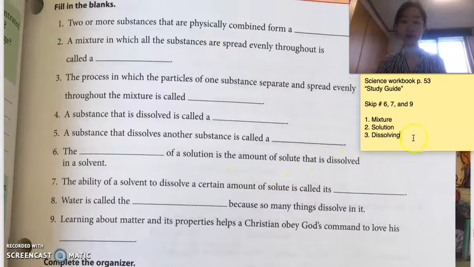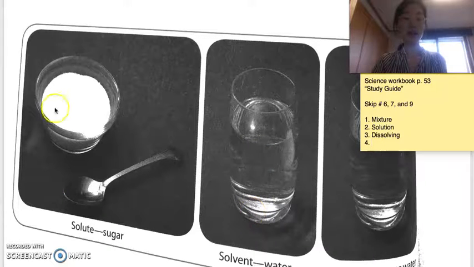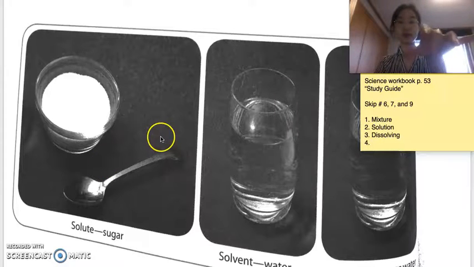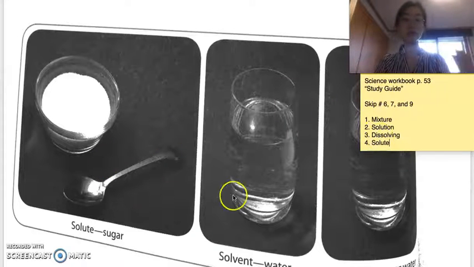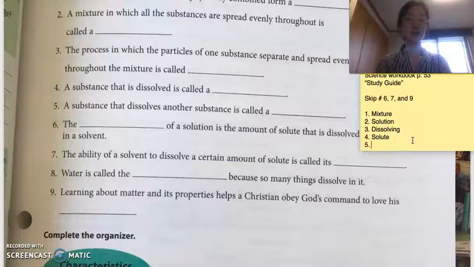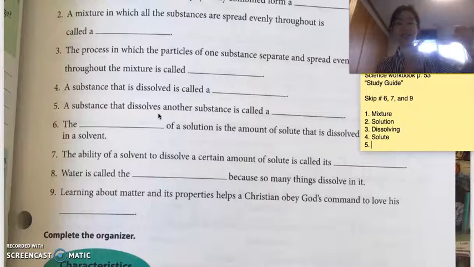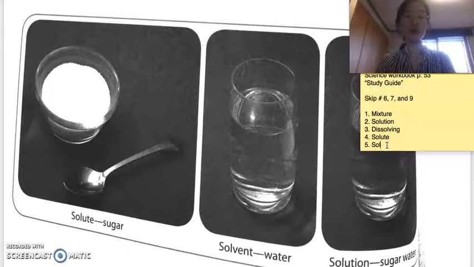All right, number 4. A substance that is dissolved is called a... So again, it's back on the same page. The substance that is dissolved is the solute, like the sugars and the salts. On the other hand, number 5, a substance that dissolves another substance is called a... So like the water right over here. If you put solvent, you are correct.